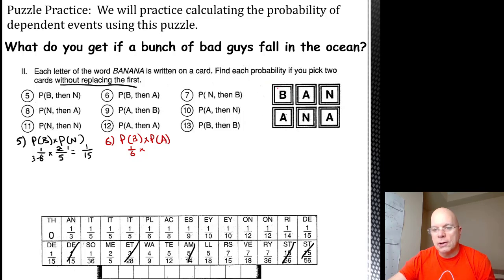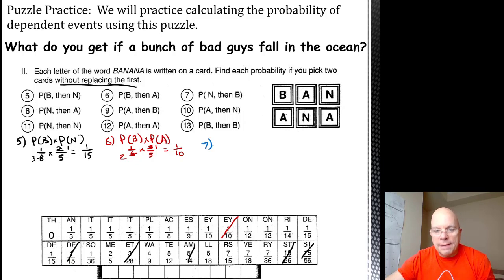Remember that B is no longer there. So 3 out of 5, 3/5 for a probability of A. It's more than 50-50 on that. The 3 and the 6 have a common factor of 3. 3 divided by 3 is 1. 6 divided by 3 is 2. When you multiply, you get 1/10. So I'll cross out my favorite 1/10. Problem number 7.